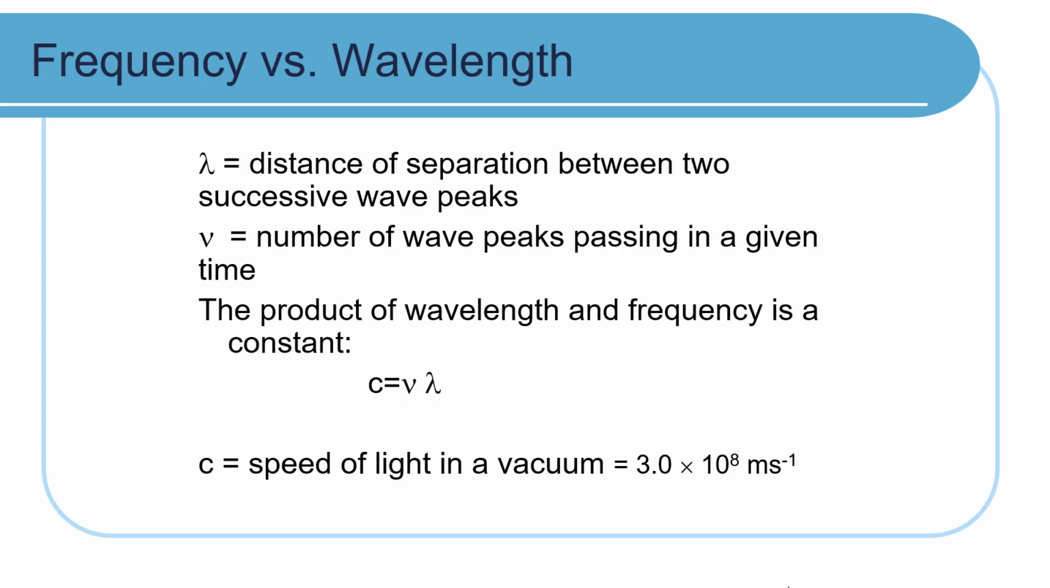So wavelength is the distance of separation between two successive wave peaks. Frequency is the number of peaks that pass in a given time. And so speed of light is a constant symbolized by c, and it equals frequency times wavelength. And the value of the speed of light in a vacuum is 3.0 times 10 to the 8 meters per second.